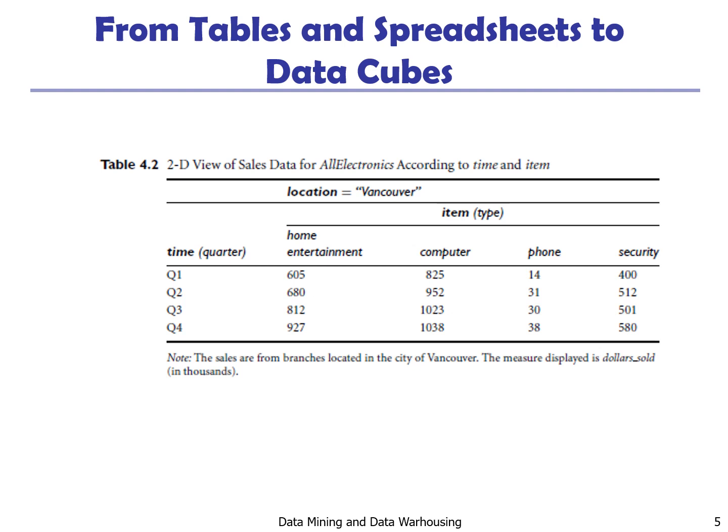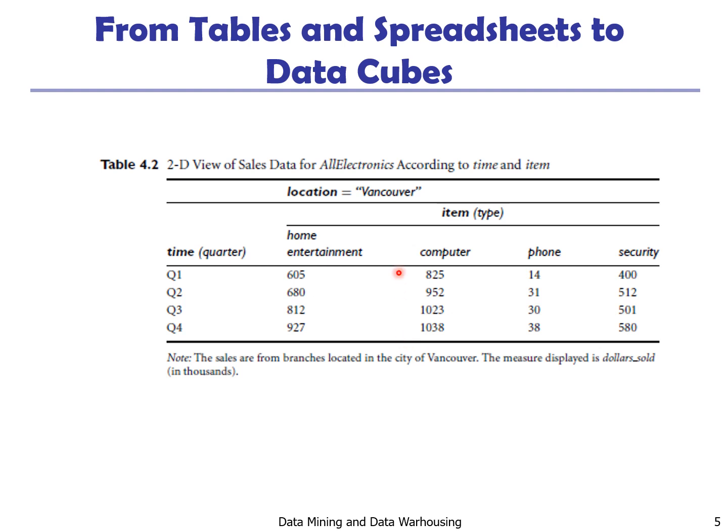Now, this is a two-dimensional view of sales data from an all-electronics store. In this view, we are seeing two dimensions. We have the location, which is Vancouver, the item, which is the type, and then based on that, we have time, what types of items are sold. So here we have two dimensions, the time and the item, and it's fixed within Vancouver. So these sales are from branches located in the city of Vancouver.